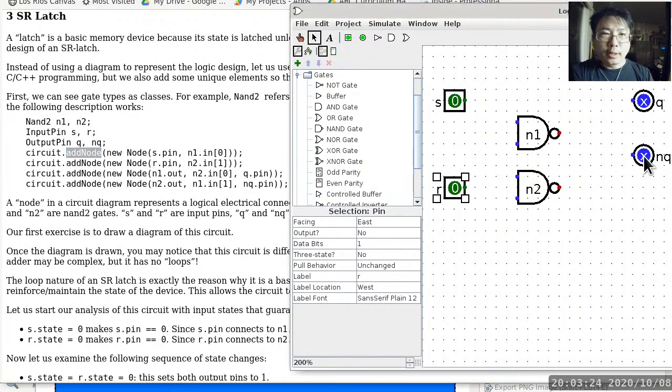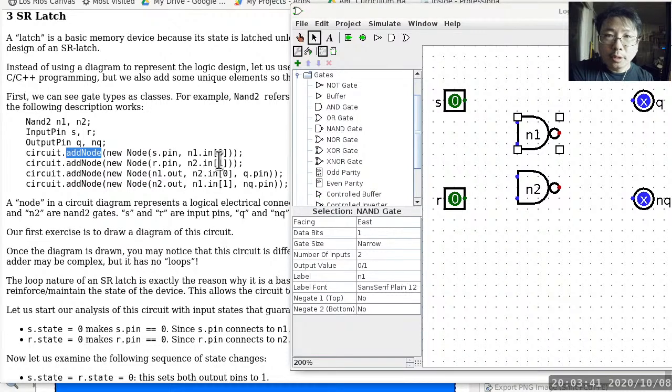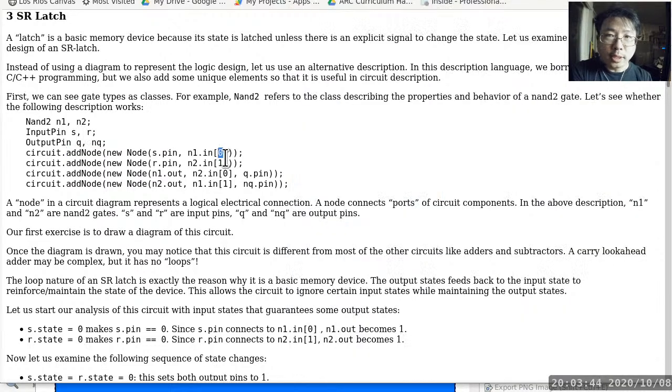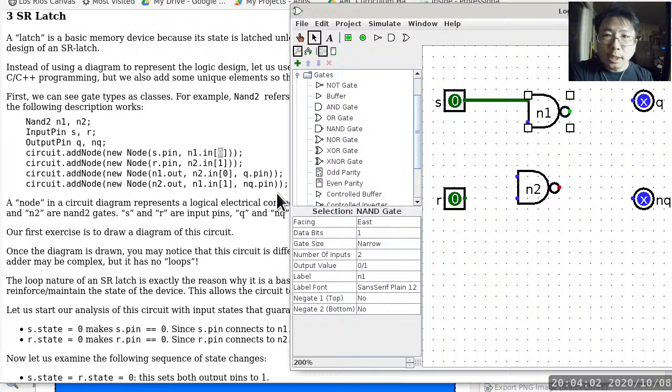Let me line things up a little bit. I just wanted to see whether it looks good on your screen. It looks okay. We move this one down a little bit. There we go. According to this, the first input of N1, because it has an index of 0, connects to the only pin of the input pin S, which is this one here. So I can line up everything so that it looks nice. This goes here, and then we look at the second line of adding a node.